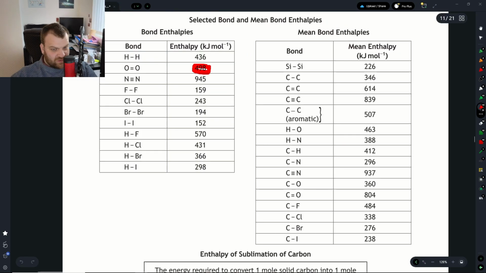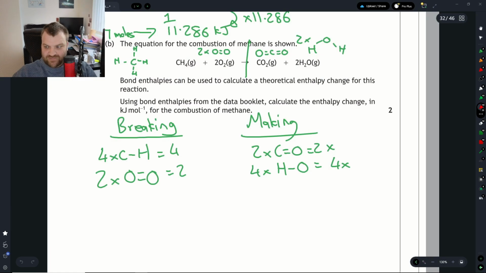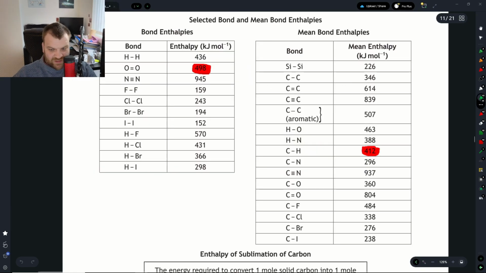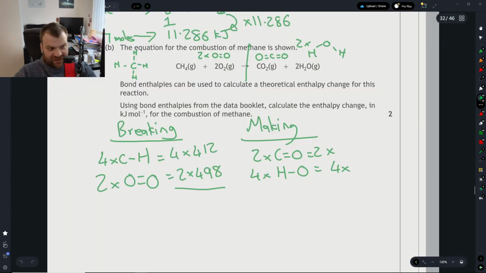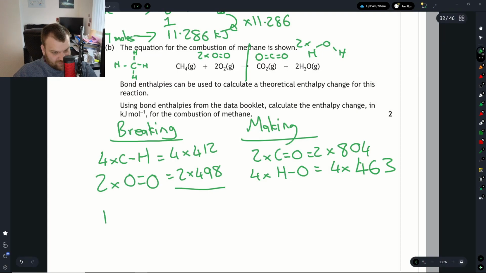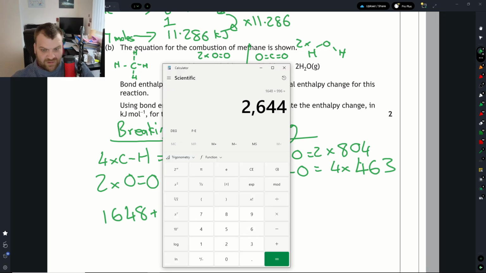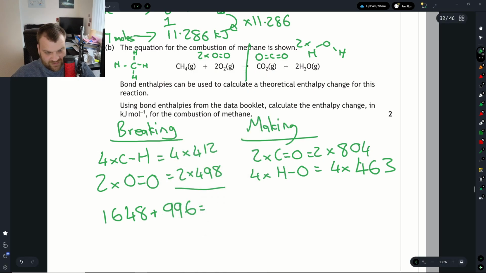We're breaking oxygen bonds and C to H bonds. That's 412 and 498. And we're making C double bond O, and we're also making OH. That's 804 and 463. If we total them up, that gives you 1648 plus 996, which gives you 2644 on the left hand side.